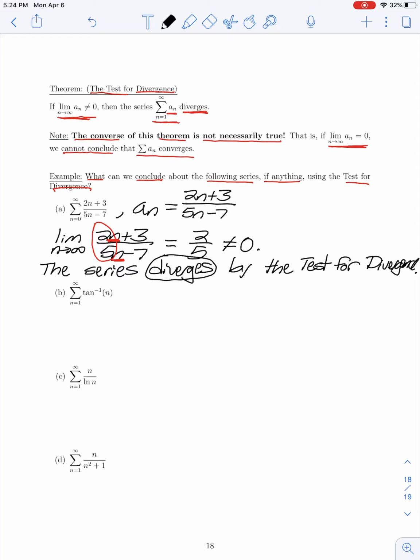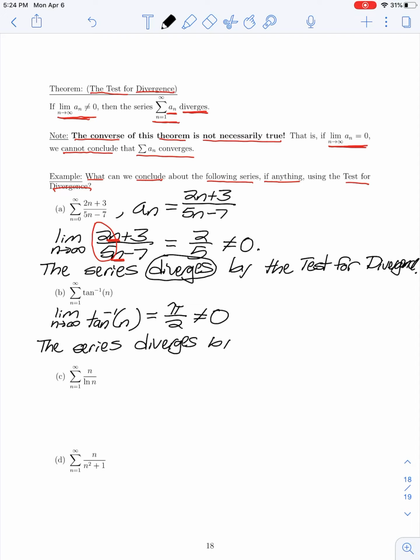Now in part B, we have a different series, the sum from 1 to infinity of arctangent of n. Again, if we look at the limiting value of this general term, arctangent of n, as n approaches infinity, we get a limiting value of pi over 2, which is non-zero. Since we have a non-zero value for our limit, that means that the series diverges by the test for divergence.